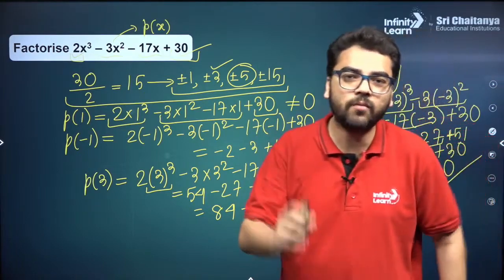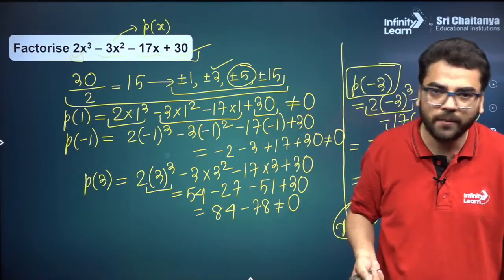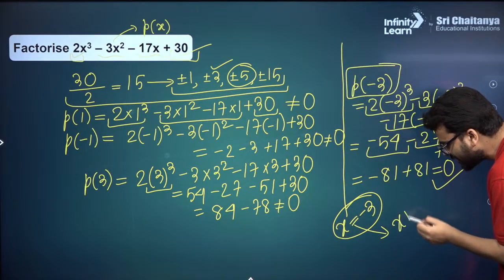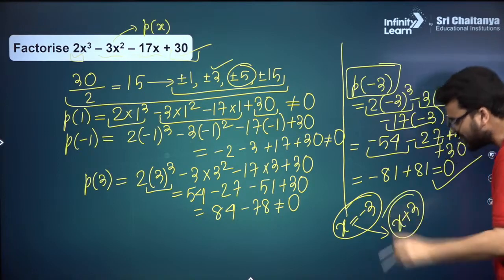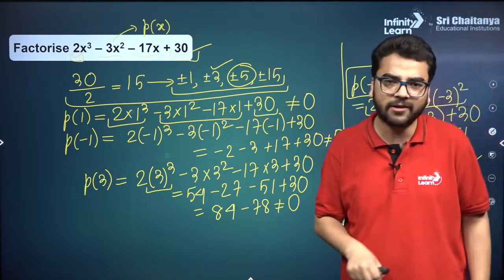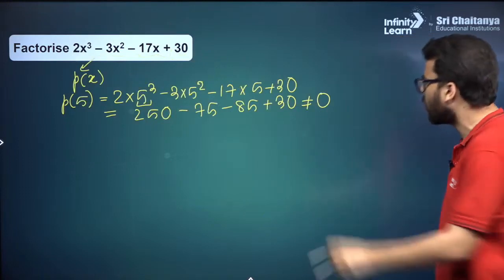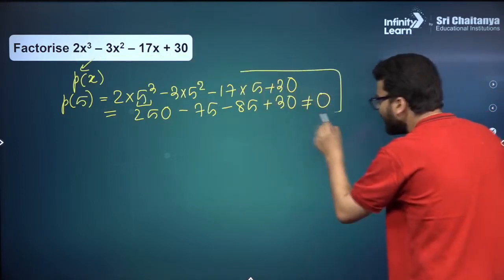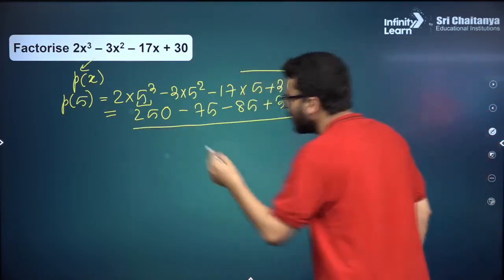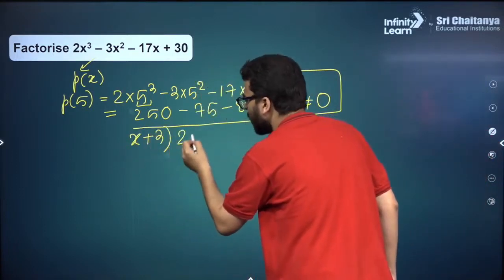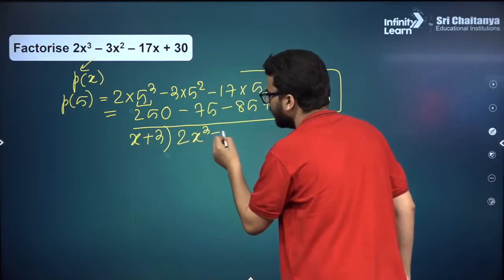So x is equal to minus 3 is a zero of this polynomial. So what does it mean? According to the factor theorem, x plus 3 is a factor of this polynomial. Is it clear? Any doubt in that? So if x plus 3 is a factor of this polynomial, can we find the other factors of this polynomial by dividing this polynomial by x plus 3?